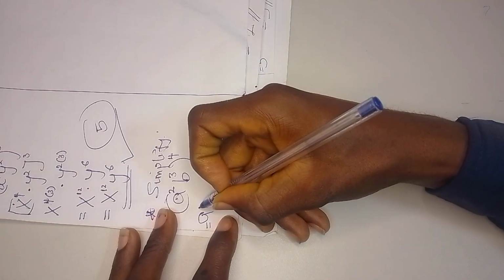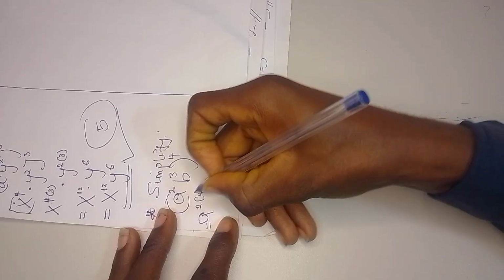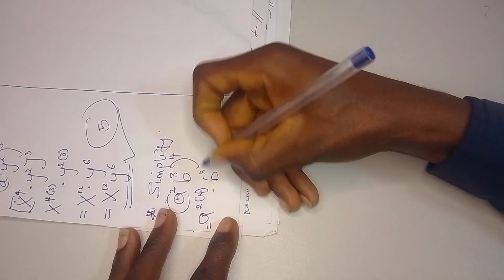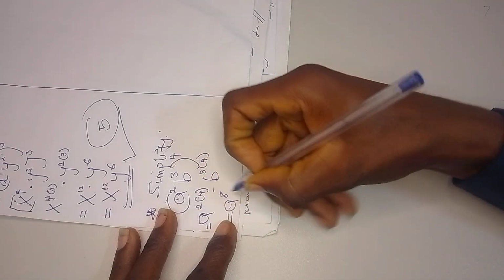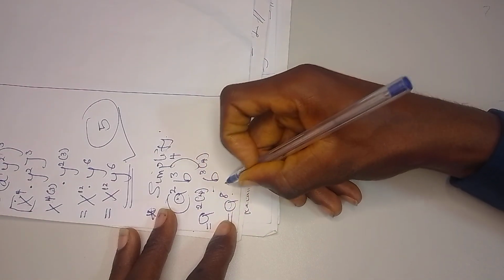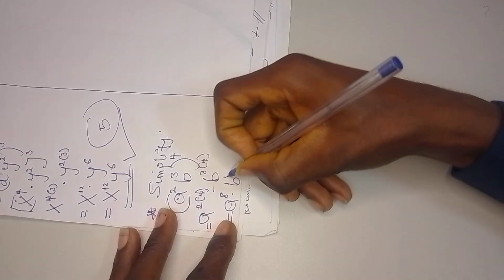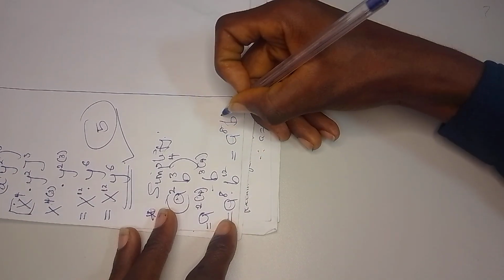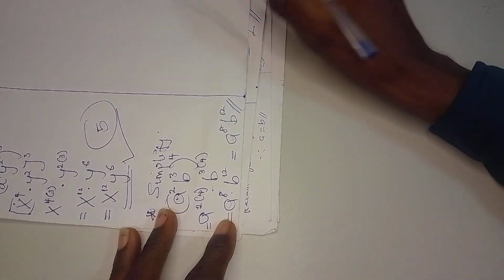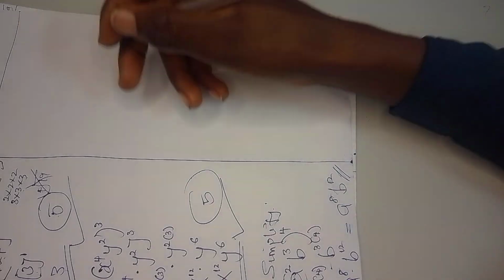Our answer will be equal to a raised to the power of 2 multiplied by 4 times b raised to the power of 3 multiplied by 4. And that will give you a raised to the power of 2 times 4, 8. Then multiply by b raised to the power of 3 times 4, 12. Final answer will be a raised to the power of 8, b raised to the power of 12. And that will be the final answer. I see that it is very, very simple.